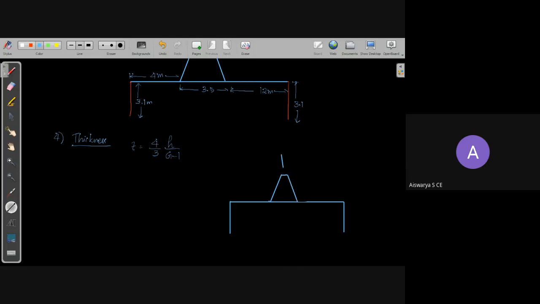This is the weir and shutter. Total water is full supply level, up to the top portion of the shutter. From here, I'm going to draw the hydraulic gradient line.